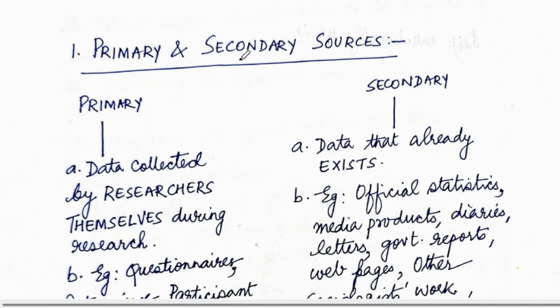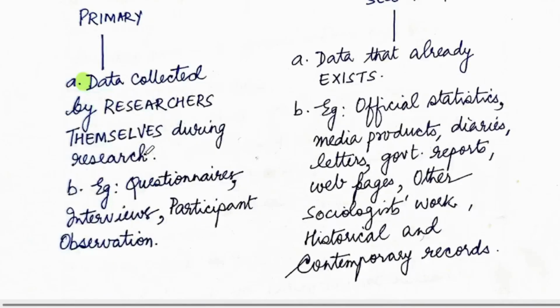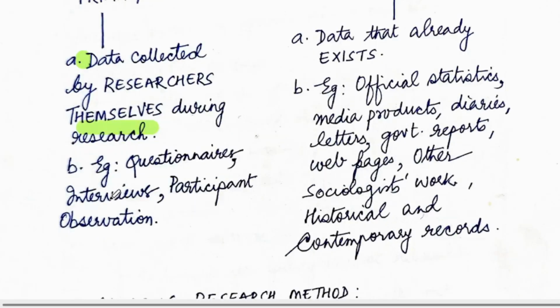So first we will get into what are primary and secondary sources. Primary sources are the data collected by researchers themselves during research. So here you generate the data firsthand, fresh data. For example, you go to a village and record interviews on, let's say, MGNREGA impact. So here you use questionnaires, interviews, participant observation. Participant observation is where you immerse yourself in the group.